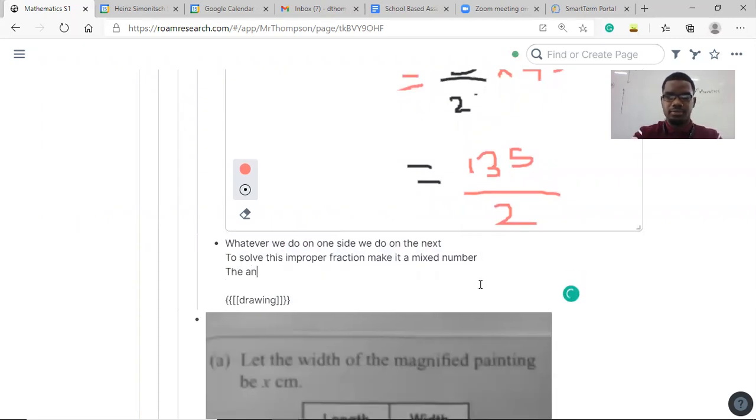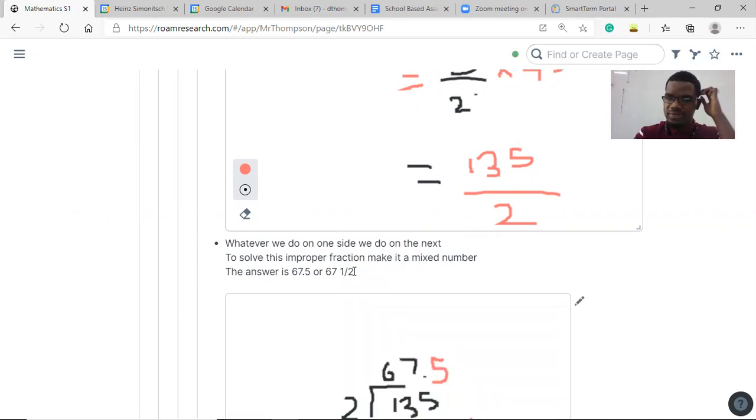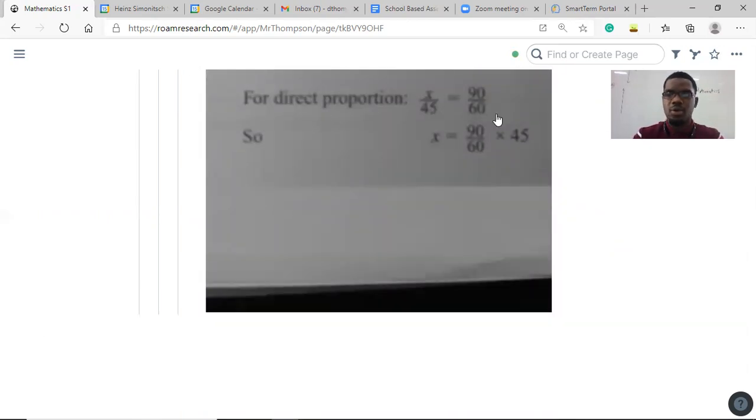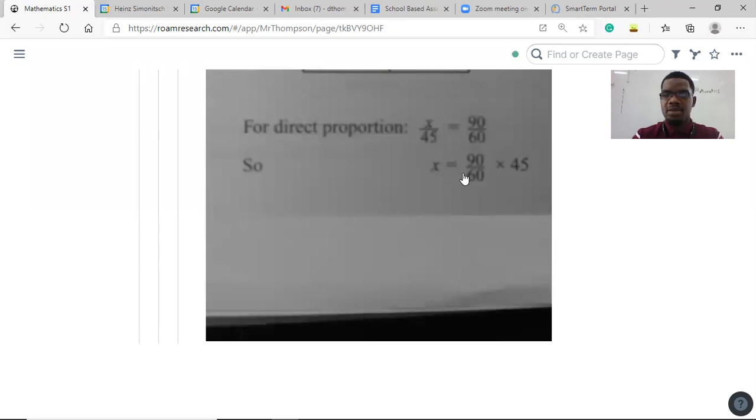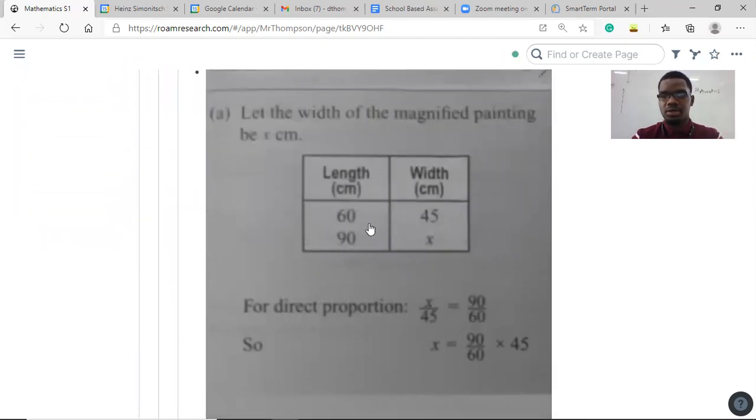The answer is 67.5. So what is this value? Why is it important? Well, let's go back here, right? So that means, let's repeat the question. What is the unknown width? If I have a length of 60 and a width of 45, what's going to be the new width when the length is 90? Okay, think about it.